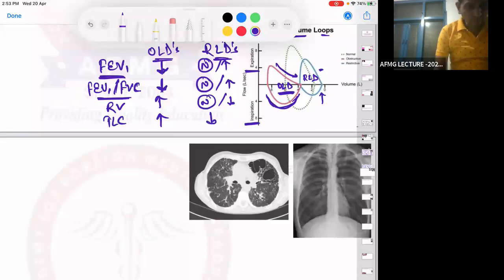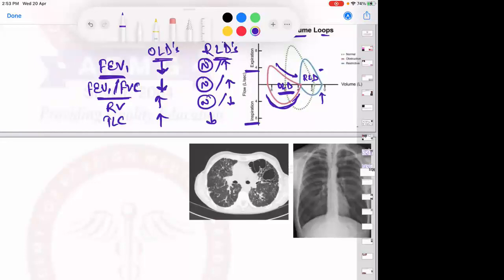No issue. Quickly: FEV1 is low in restrictive. FEV1 by FVC ratio is low in obstructive. Residual volume is low in restrictive. Total lung capacity is low in restrictive. No issues with that. Remember this table.